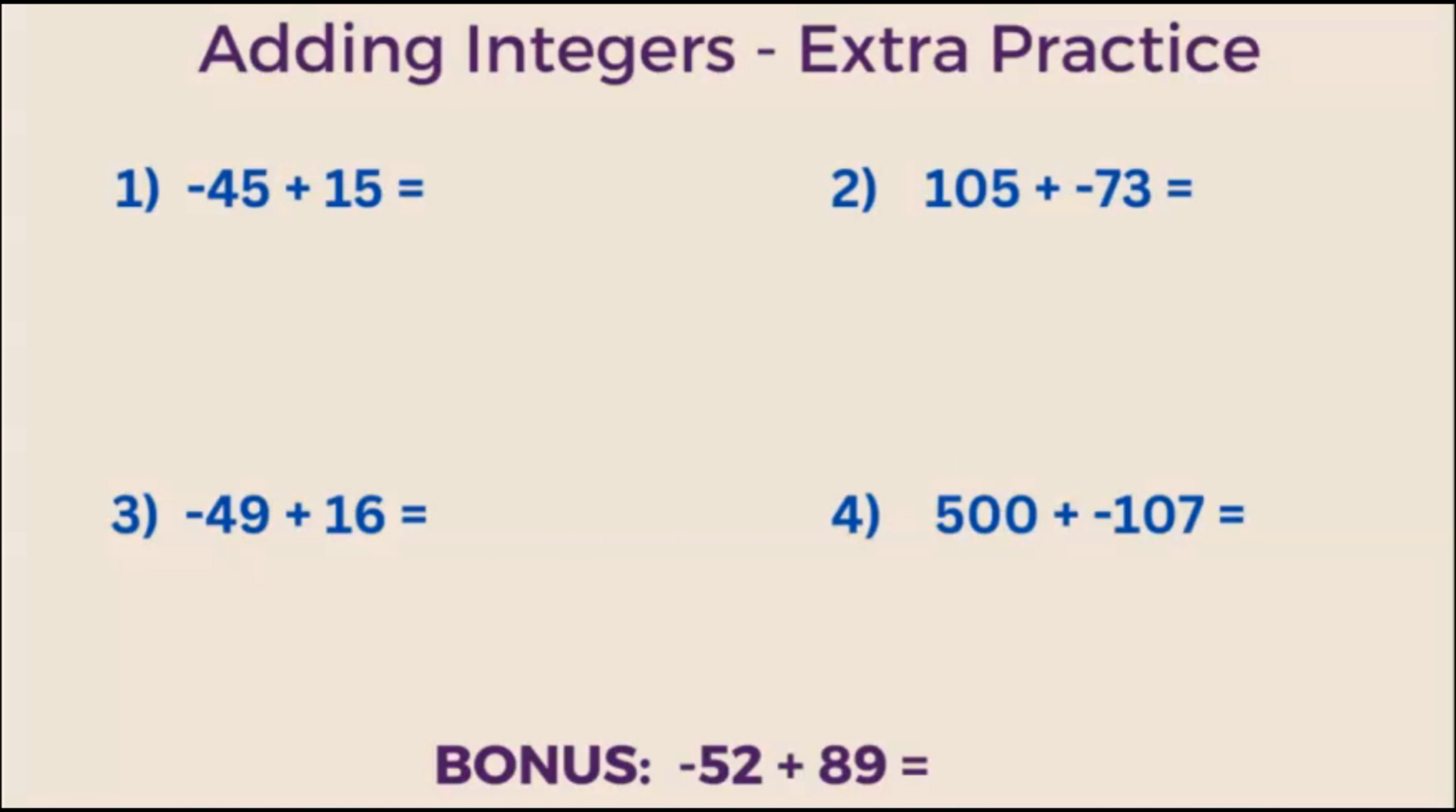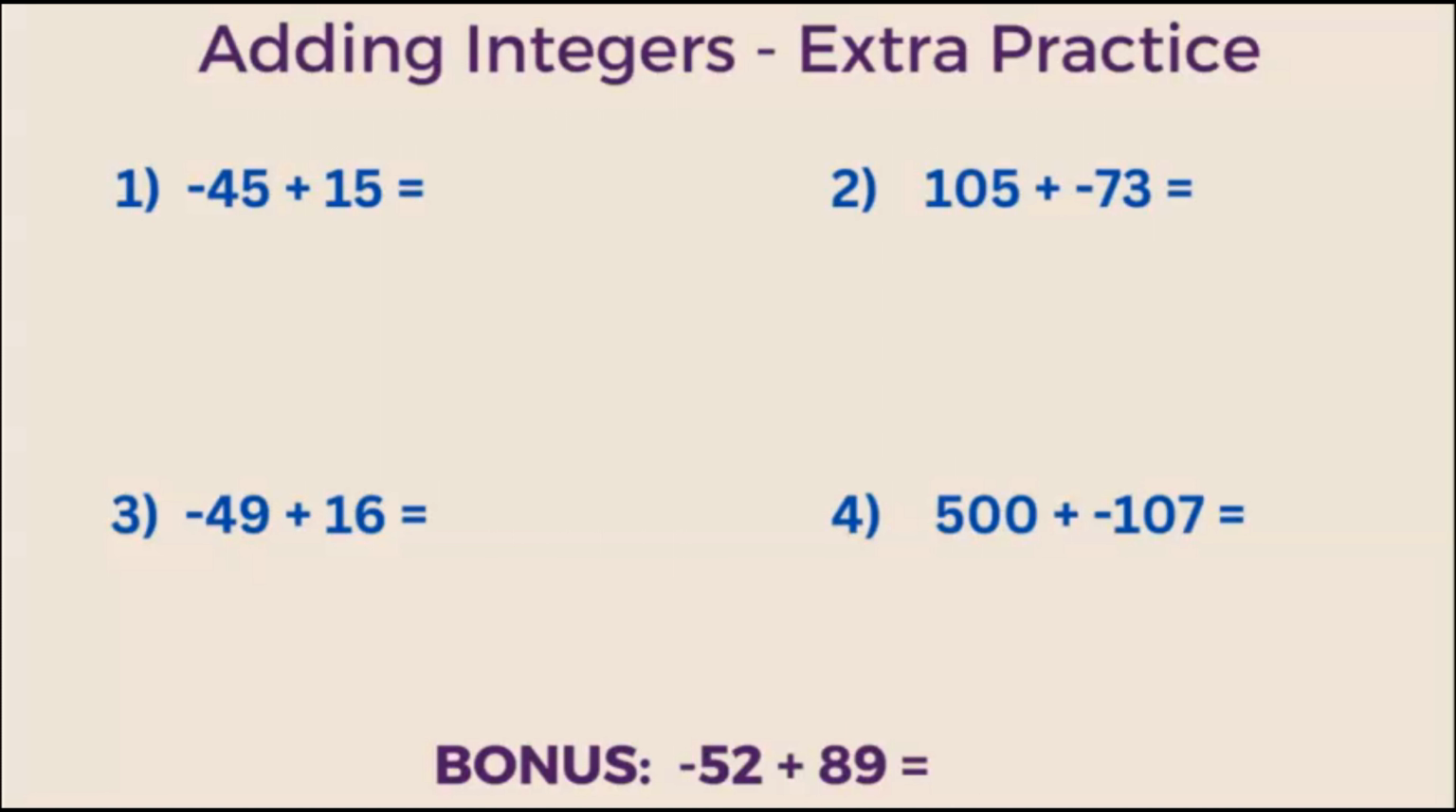Because adding all positive and adding all negative integers together is pretty straightforward, we'll focus these next 4 examples on just adding those that are positive and negative together. Let's look at our first example. What is negative 45 plus positive 15?